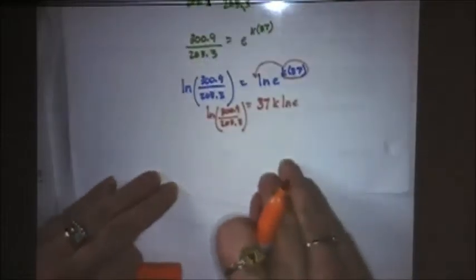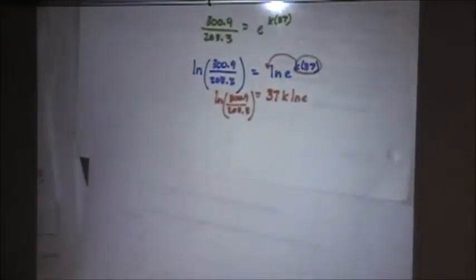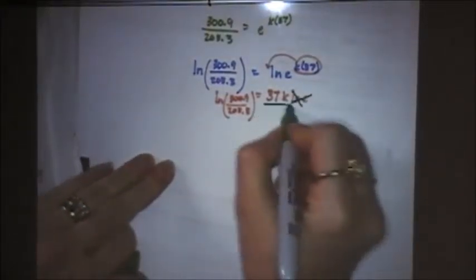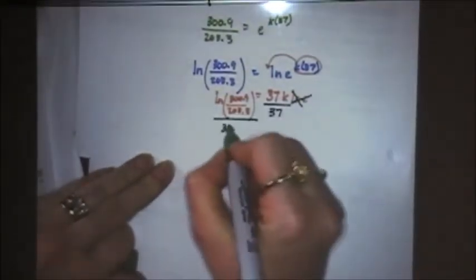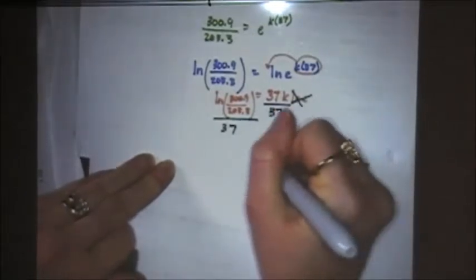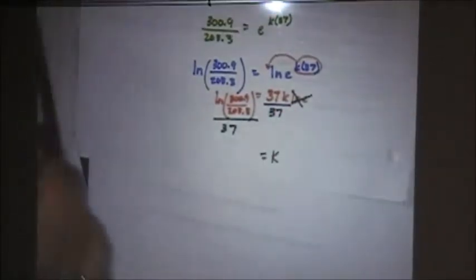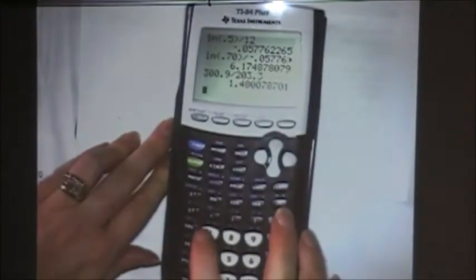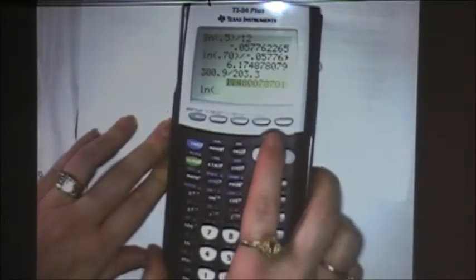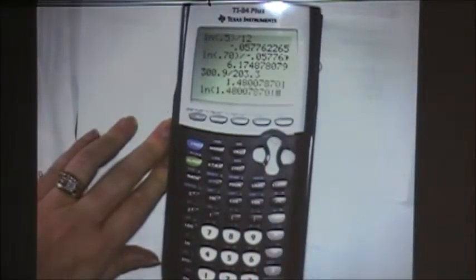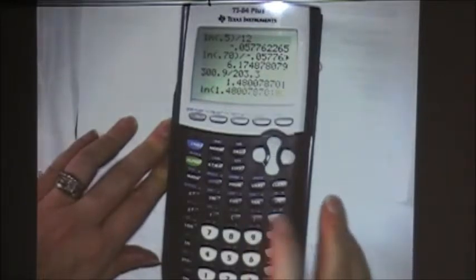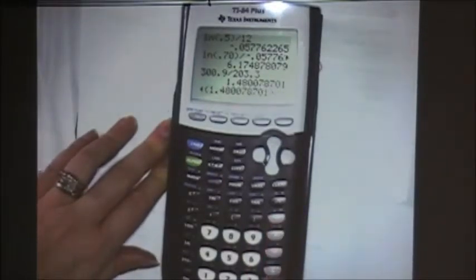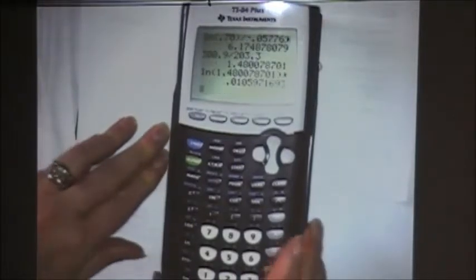Now, if you remember, natural log of e cancels out. So this is gone. I need to get k by itself, so I'm just going to divide by 37. And that's going to give me my growth constant. So remember, I had this value in my calculator. I now need to take the natural log of that value. So I can just arrow up to it and highlight it and hit enter. Or of course, you can always hit second and negative sign. That'll put the answer in from above. And then divide that by 37. And I get this k value.